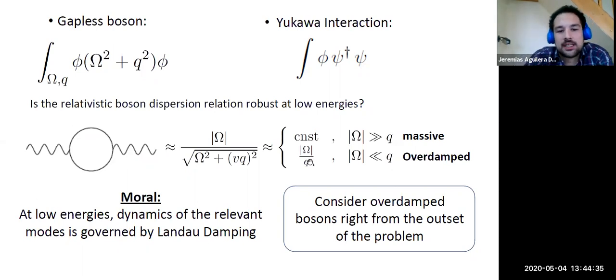So the moral of this is that generically the dispersion relation will be different from the relativistic one. So we will consider, in this case, overdamped bosons right from the outset.